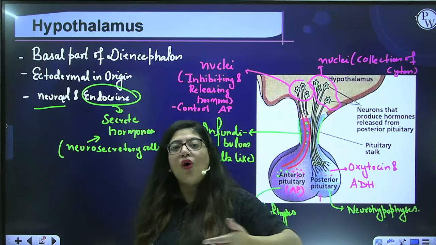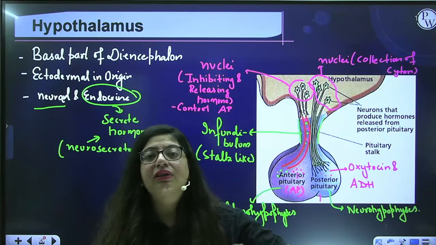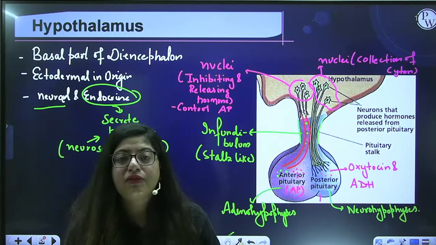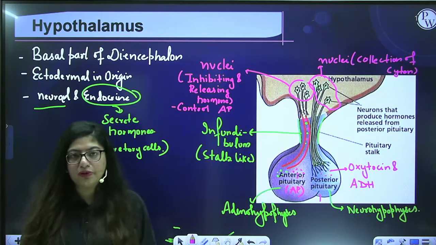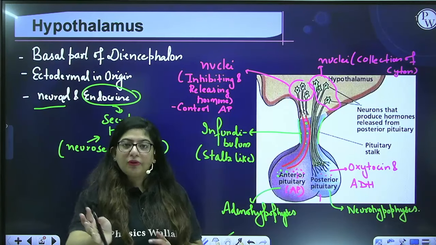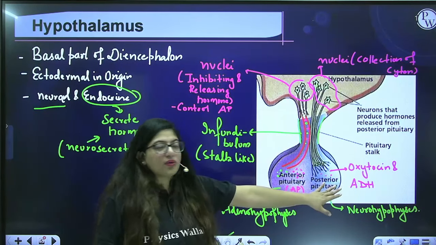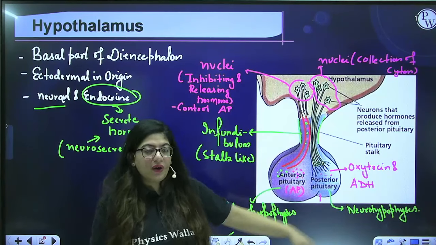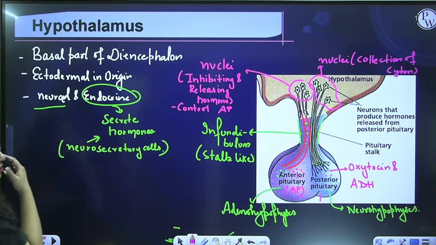So mostly all the hormones of the anterior pituitary are under the control of the hypothalamus. What about the posterior pituitary? These are already hormones of the hypothalamus, but they got stored in the posterior pituitary. All right, so that's about the hormones of the hypothalamus.